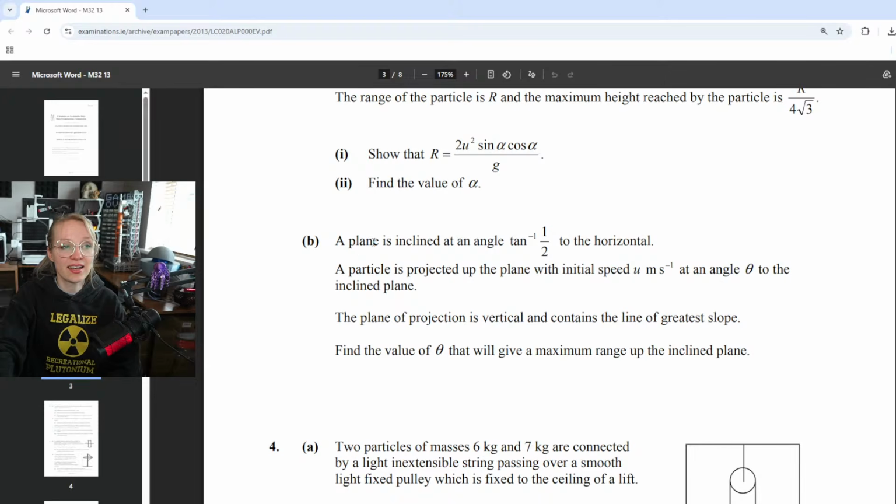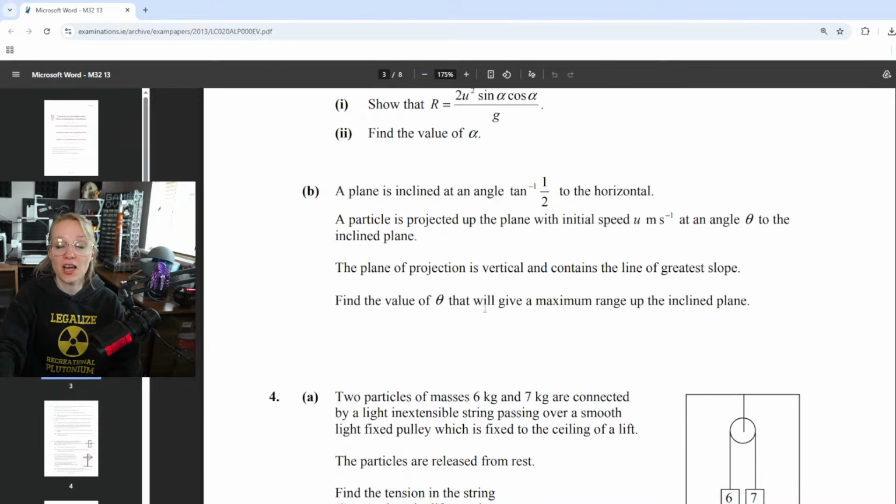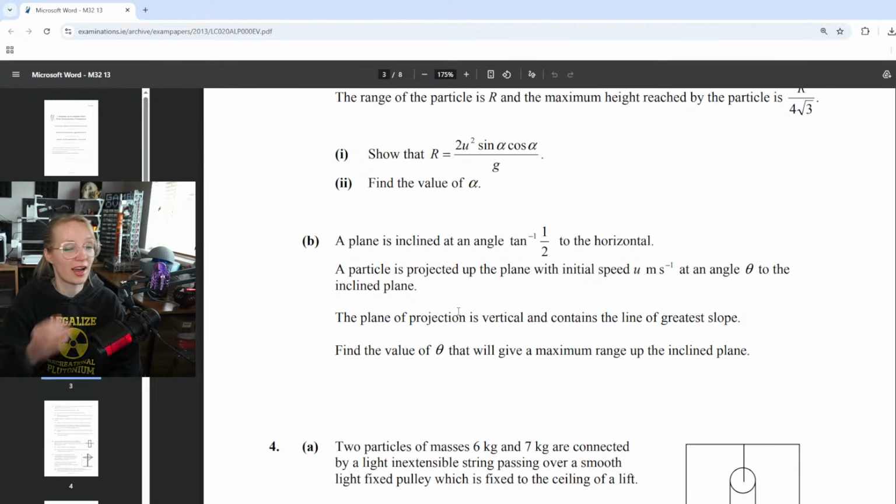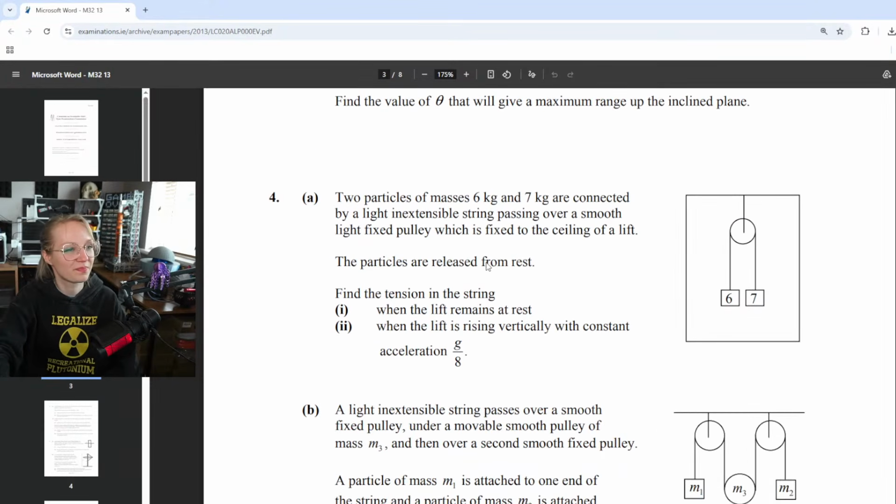A plane is inclined at an angle of arctan half to the horizontal. A particle is projected up the plane with an initial speed of u meters per second at an angle of theta. The plane of projection is vertical and contains the line of greatest slope. They don't even tell you, like. Find the value of theta that will give you a maximum range up the inclined plane. This is intense. I would panic. I think I did. I did really bad in this exam.